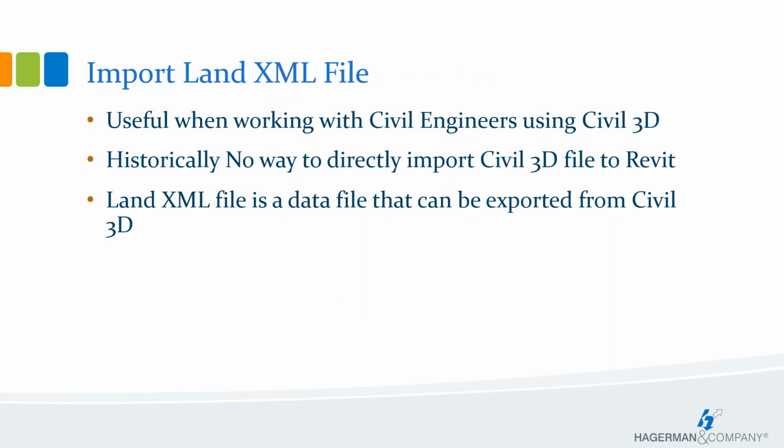So now that we are familiar with what the Site Designer ribbon looks like, and we have our file set up, let's get started and take a look at the Import Land XML tool. This is not a required step, but useful if you are working with a civil engineer using Civil 3D. So what is a Land XML file? Basically, it is a data file that includes all the points and coordinates from a civil engineer's Civil 3D model. It is a simple export, and the file size should only be a few megs.